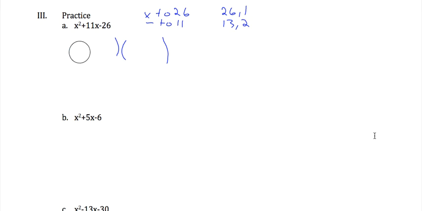X plus and x minus because we have a negative at the end. And I know that my 13 is going to be the one that's positive because I've got a positive number in the middle, so I want that positive 13 to outweigh the negative 2. If I put it the other way around, it would be the same thing, except it would be a negative 11 in the middle. Why don't you guys try B? It's a pretty similar problem with a positive in the middle and negative at the end. Pause and then come back.